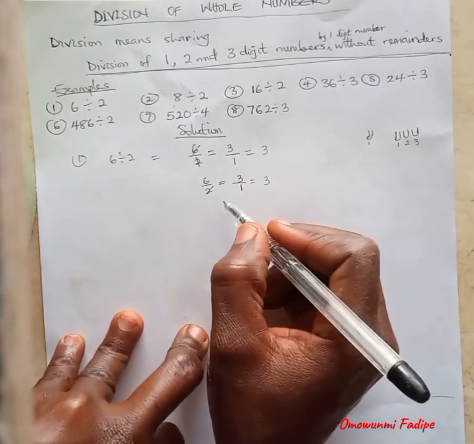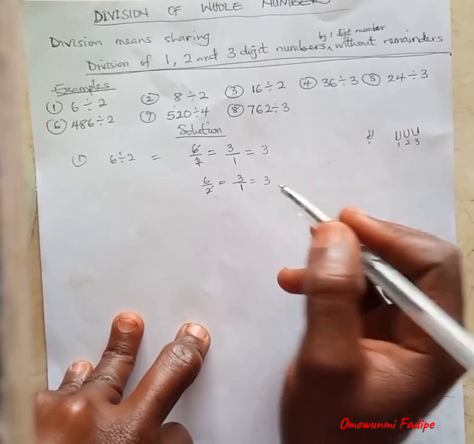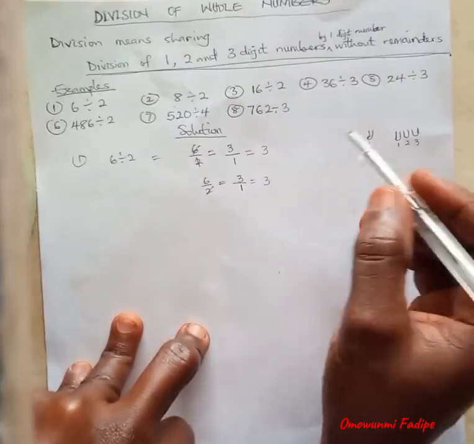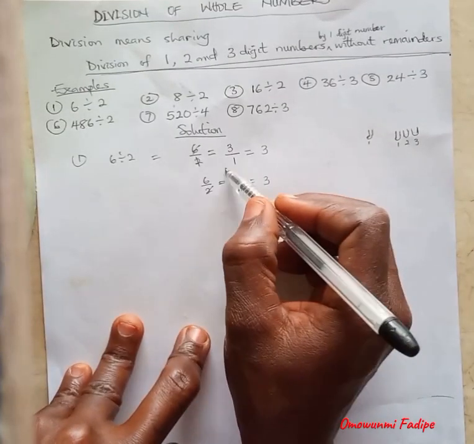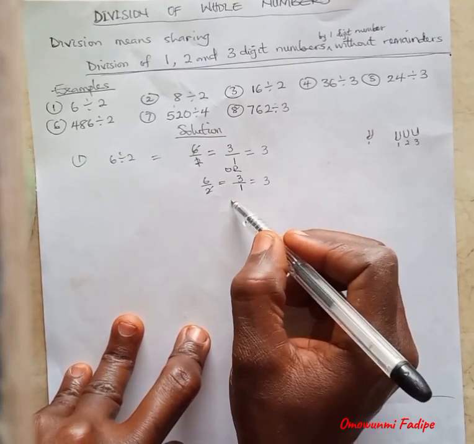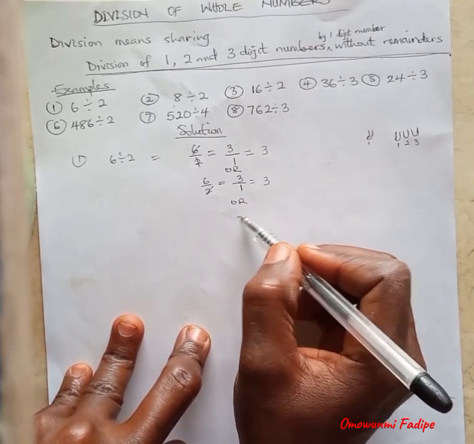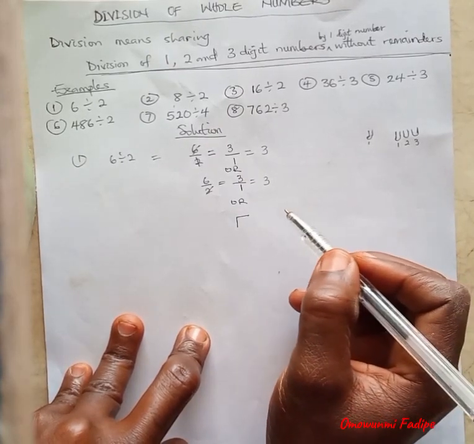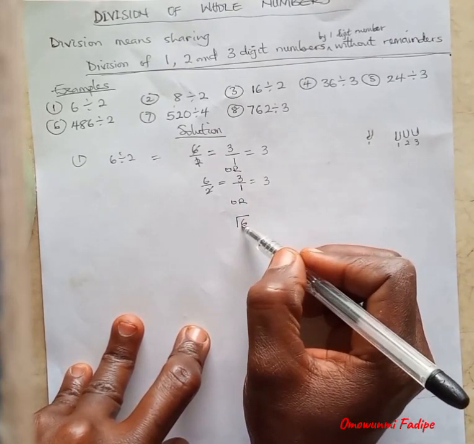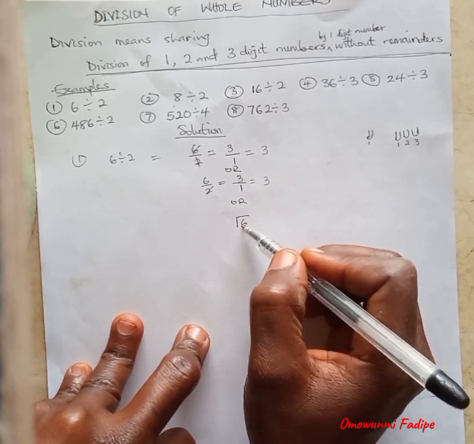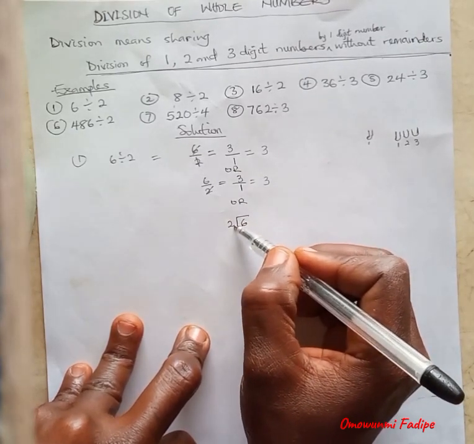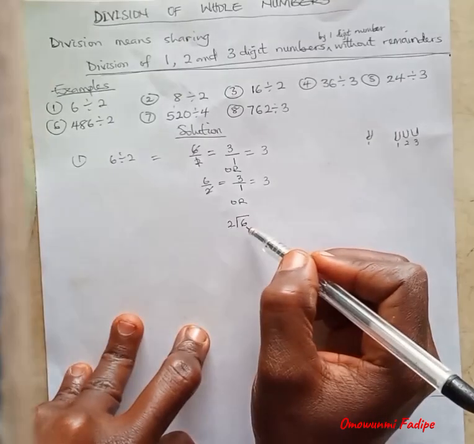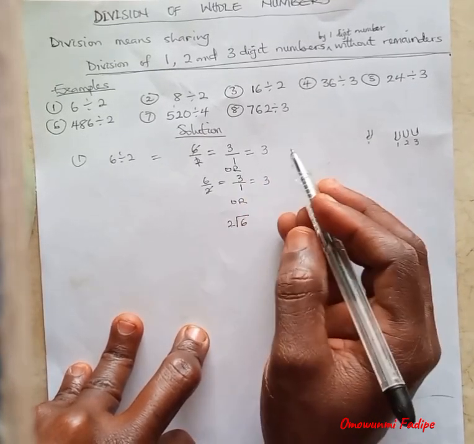Another one is the normal way of doing division. If you want to do division, you do like this. There is a sign for division. This is the sign for division. The number that you want to divide will be inside, while what you want to use to divide it will be outside. How many 2 will you see inside 6? The way we have done it.